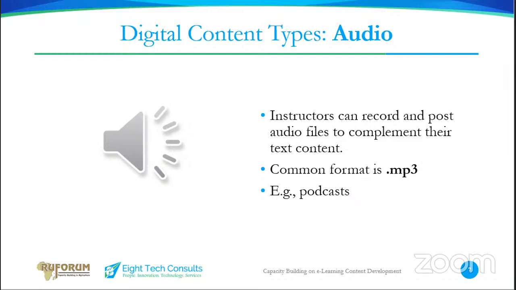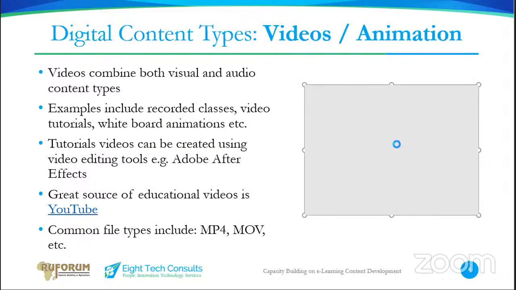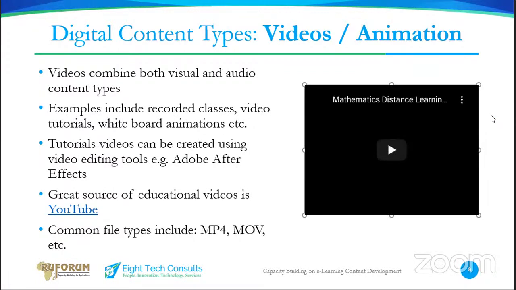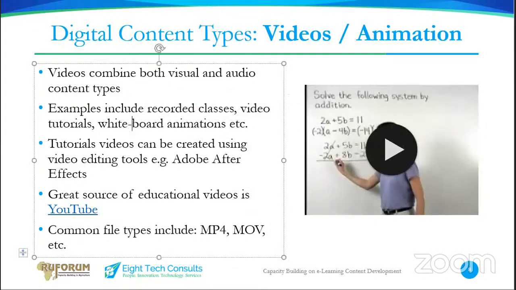And the next content types are videos or animations. Now, this is the next step. They take on both the visual and audio content types and merge them into a video. You could have recorded classes like the one on the side, which I'm going to play in a bit. You could have video tutorials. You could have whiteboard animation. For today's session, we're going to look at whiteboard animations. I think this will be done in the late afternoon.